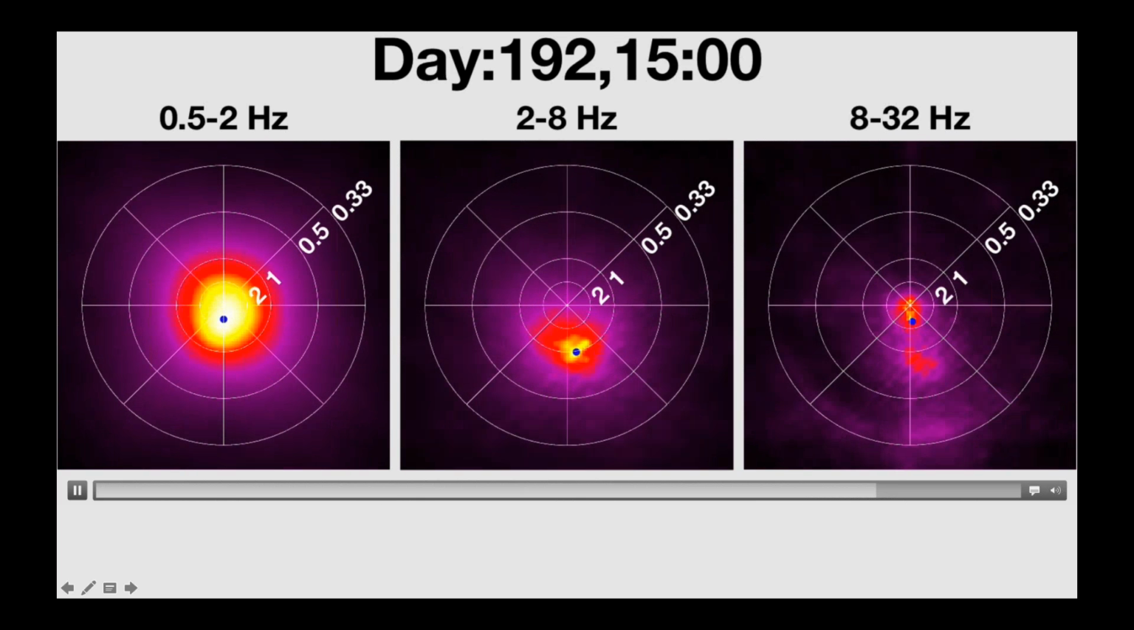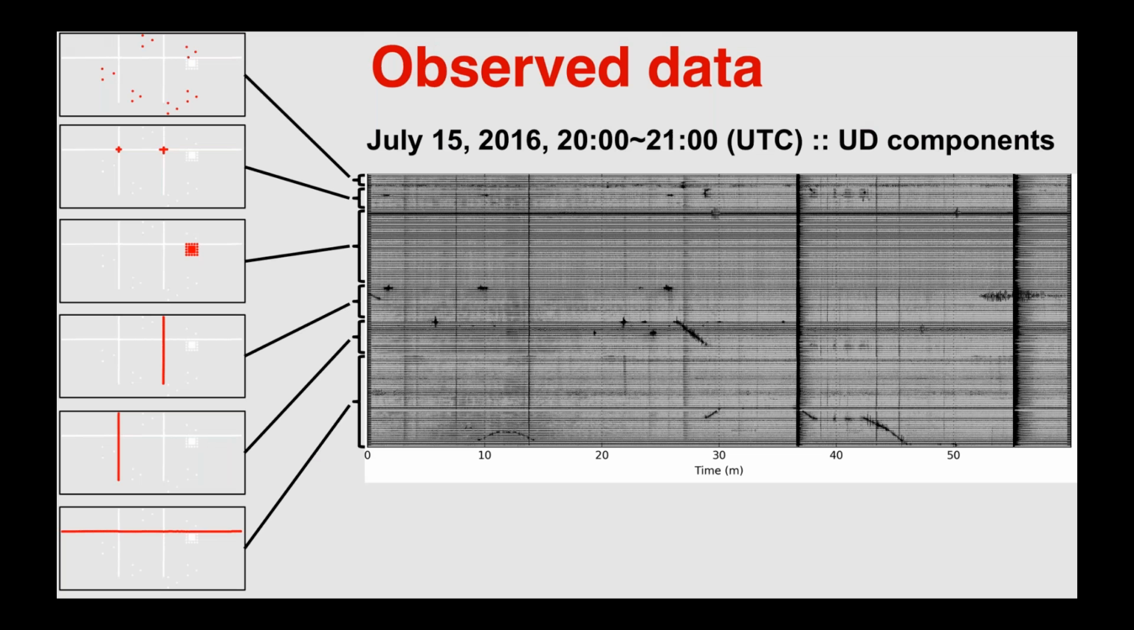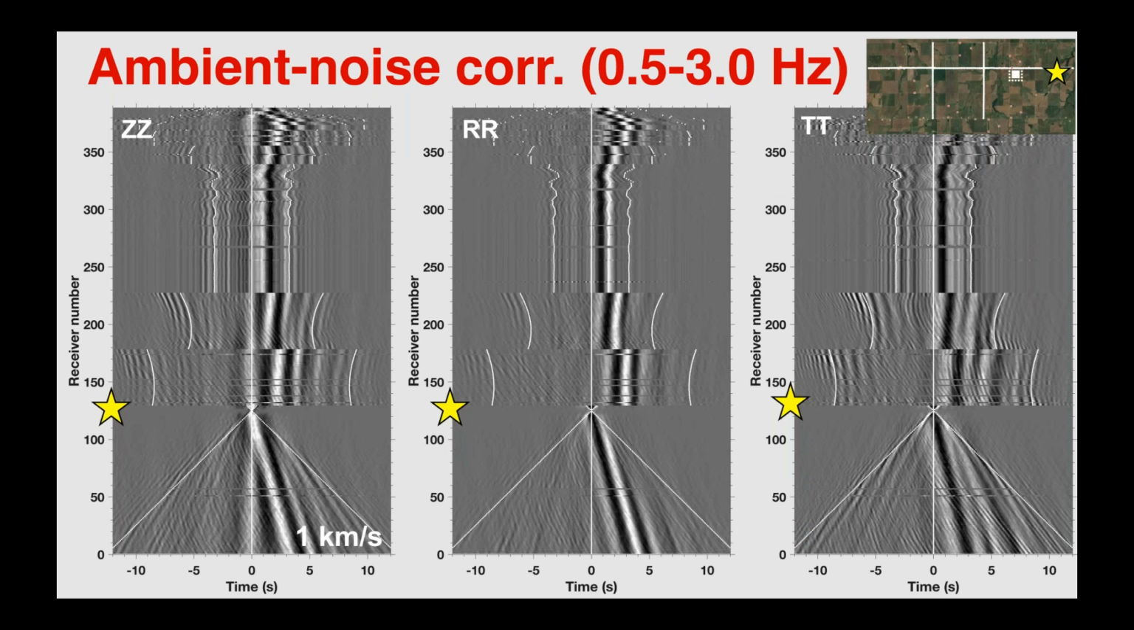Okay. So back to the observed data, we have a lot of signals we can find, and let's start with ambient noise correlation studies, and then I will talk later about the earthquake studies as well. So this is the ambient noise correlation. We have the background noise, and we can use this for extracting some useful signals. So this is 0.5 to 3 hertz.